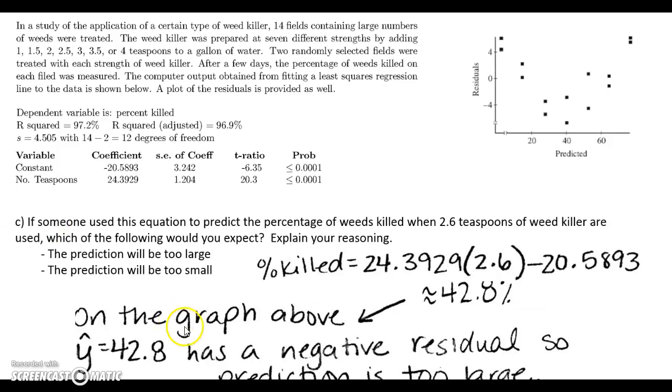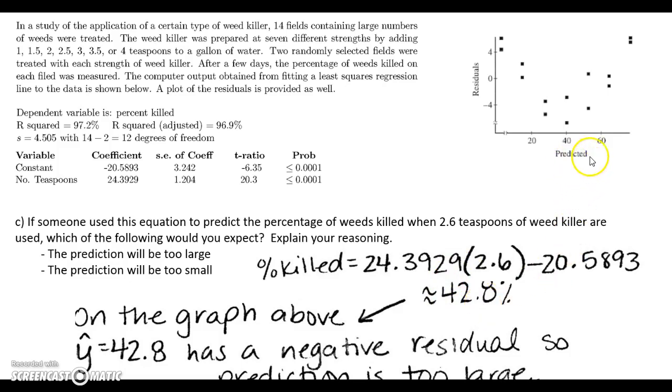Okay, part C, I gave the answer away. If someone used this equation to predict the percentage of weeds killed when 2.6 teaspoons of weed killer are used, so this idea of percentage of weeds killed when 2.6 are used. So I'm going to plug that 2.6 into my line, and that tells me, okay, 42.8% is going to be killed. That's my predicted.